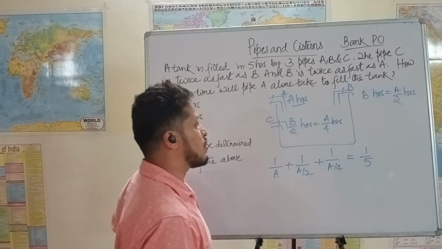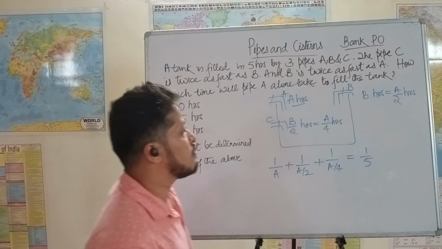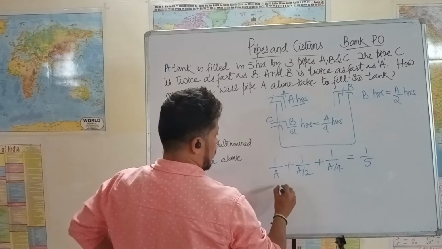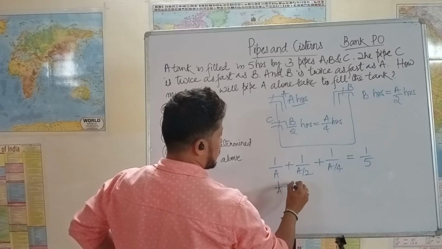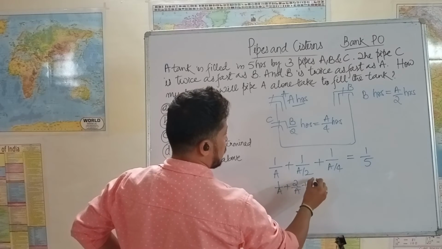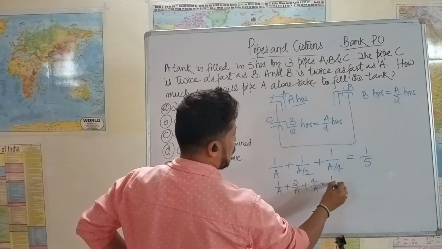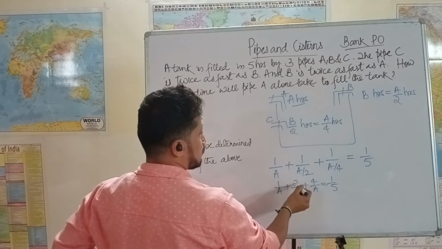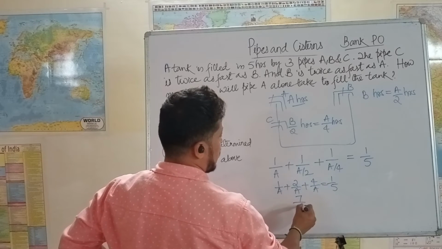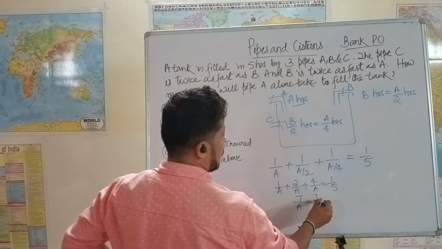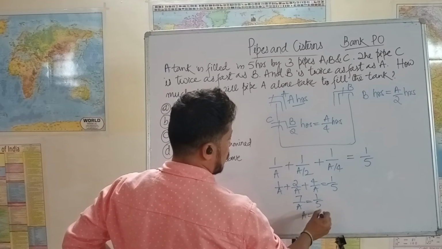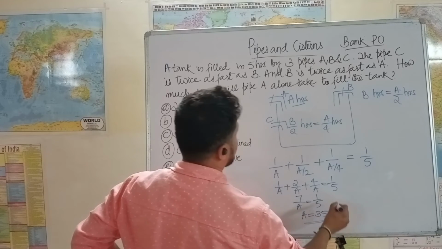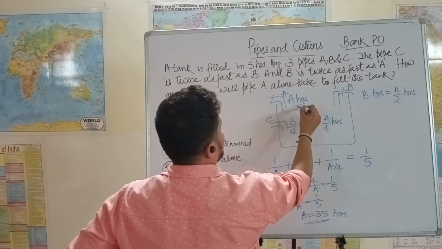So the total efficiency per hour is 1/5 of the work. Correct? Now this can also be written as 1 by A plus 2 by A plus 4 by A is equal to 1 by 5. So denominators are same, so I can add them directly. 4 plus 2, 6, 6 plus 1, 7. 7 by A is equal to 1 by 5, which means A is equal to 35. So A is equal to 35 hours.